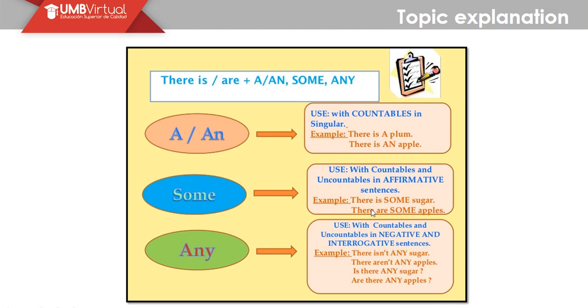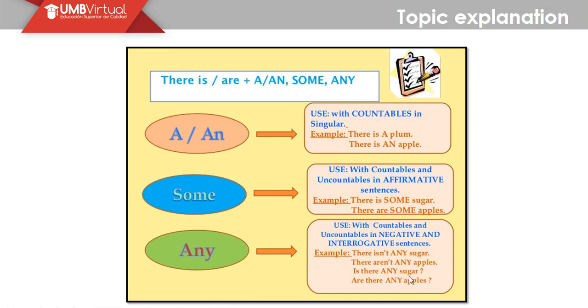With countables and uncountables in negative and interrogative sentences. There isn't any sugar, there aren't any apples. Is there any sugar? Are there any apples? All right. There isn't any sugar. En este caso podemos utilizar el any tanto para singular como para plural. Entonces no hay nada de azúcar, and there aren't any apples, no hay ningunas manzanas, right?